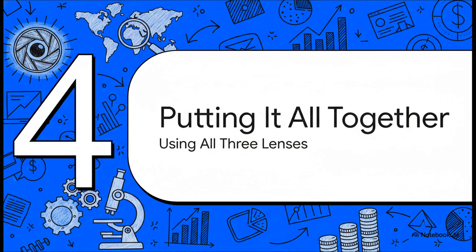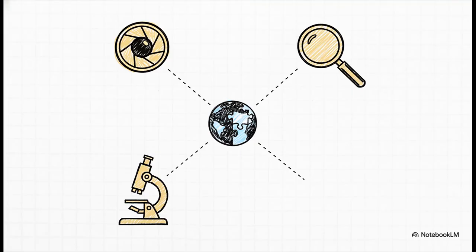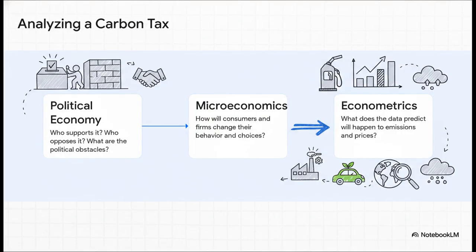So we have our wide-angle lens, our magnifying glass, and our high-powered microscope. The real magic happens when we start putting them all together. And this is absolutely crucial. These lenses aren't meant to be used on their own. The real skill of a modern economist is knowing which lens to grab at which time and how to combine all three to get a complete, accurate picture of what's going on. Let's make this super concrete. Imagine we're analyzing a carbon tax.